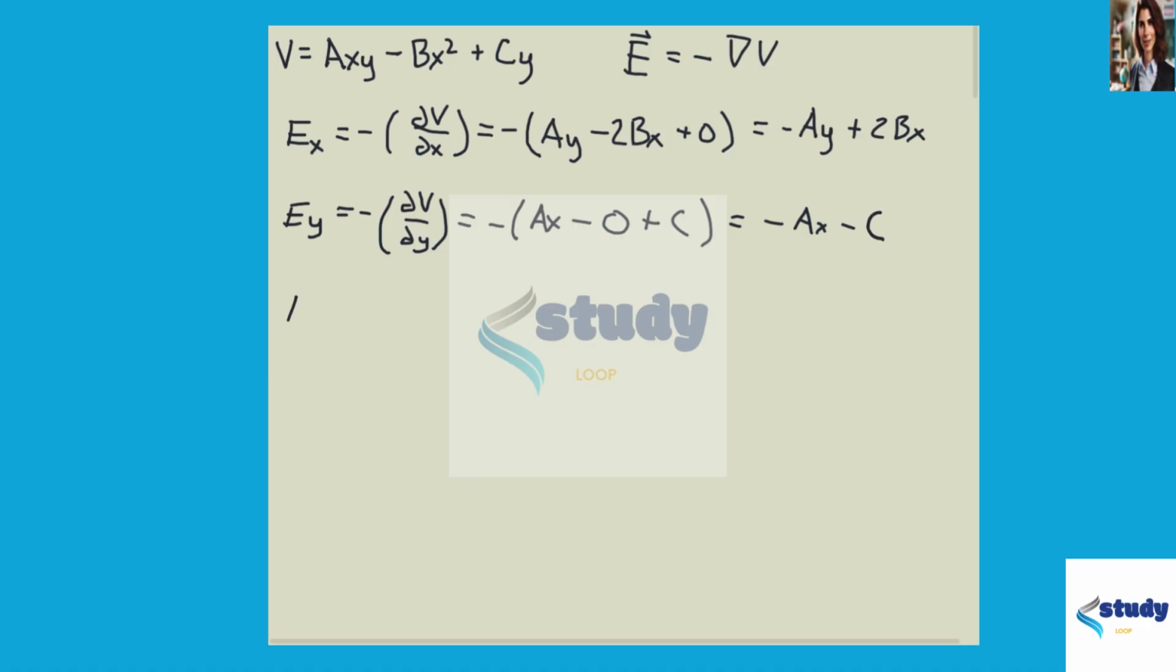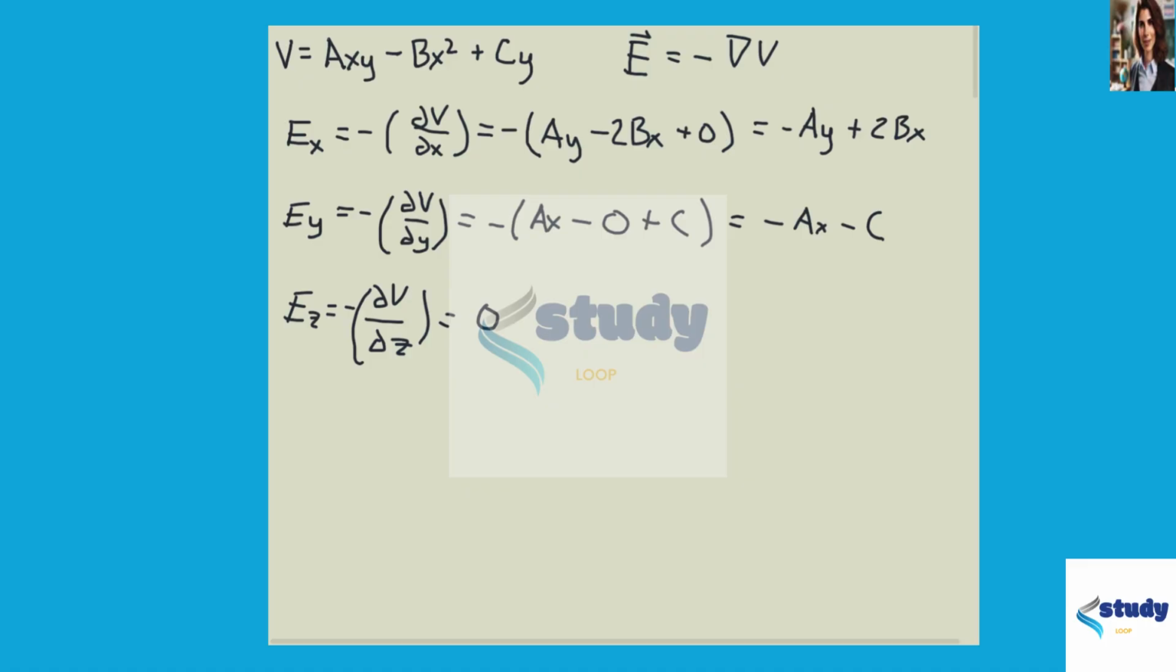The z component is also equal to the negative partial V with respect to z. Normally we would hold x and y as constants and take the derivative with respect to z, but there are no z's. There's not a z in any one of my terms, so V does not depend on z. And the electric field in the z direction is 0. The z component of the electric field is 0. So here are my electric field components for x and y and z.